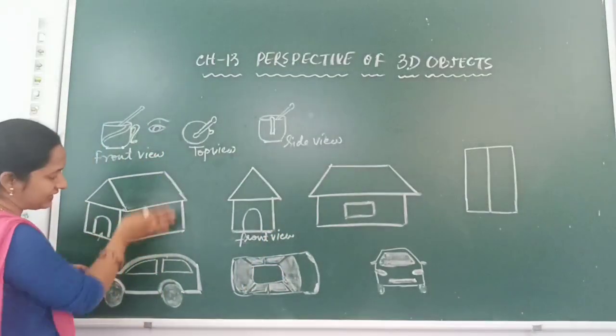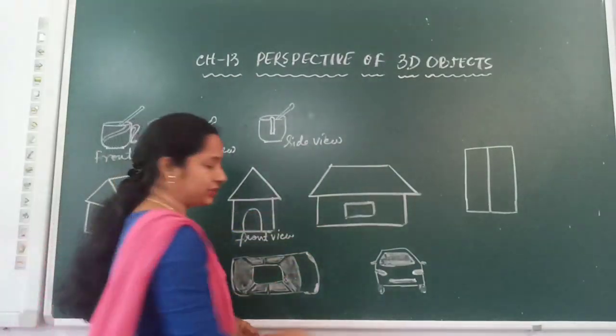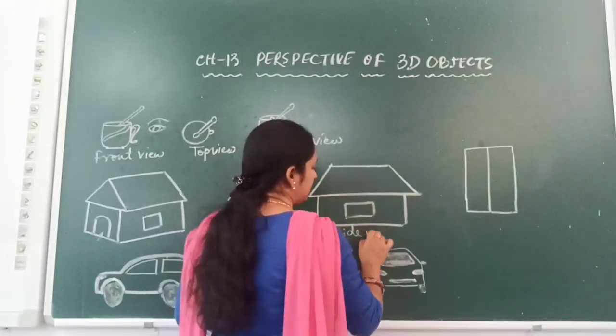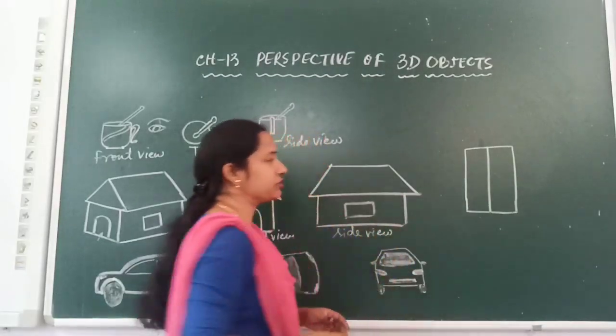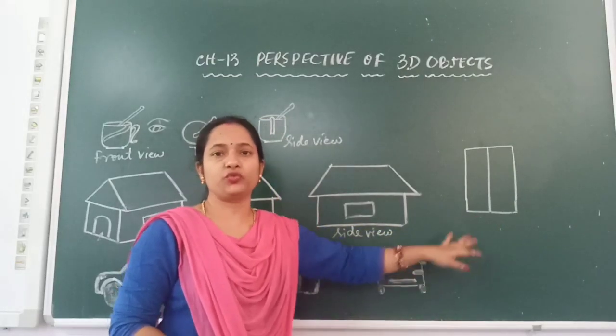Whereas if you are standing exactly at the side of the house and trying to view it, it will look like this. So this will be the side view of the house. Now can you guess which view is this one? Which view is this one?